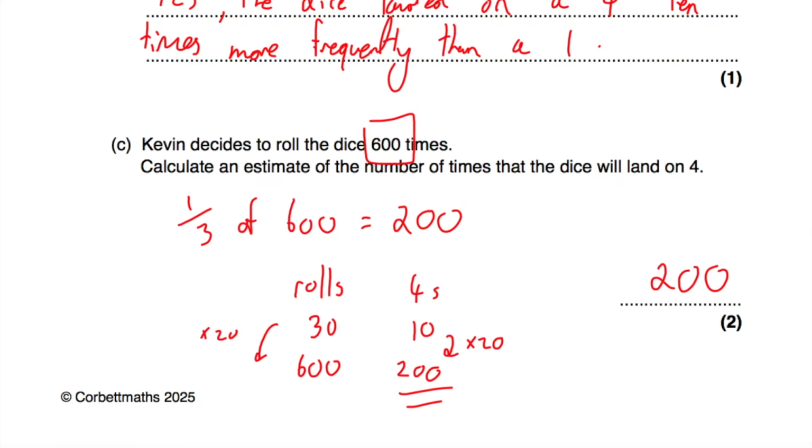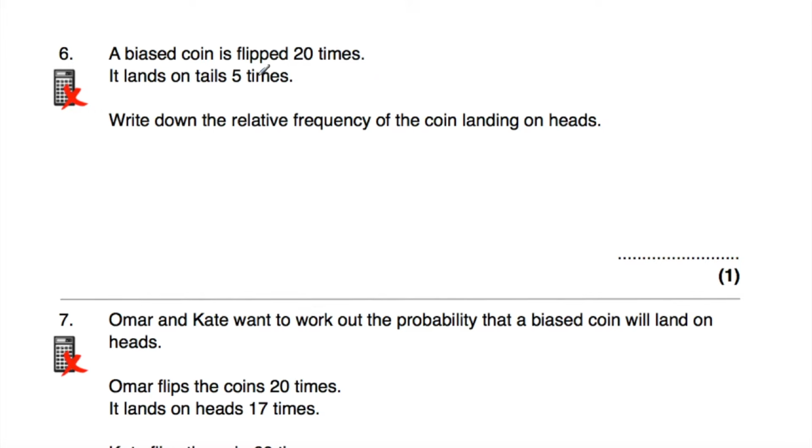Okay, let's look at our next question. So question number 6 says a biased coin is flipped 20 times. So the coin's flipped 20 times, and it lands on tails 5 times. And the question says to write down the relative frequency of the coin landing on heads. So we're looking to find out the relative frequency of the coin landing on heads. So if the coin lands on tails 5 times, the rest of the times it must land on heads, because it's either going to land on heads or tails.